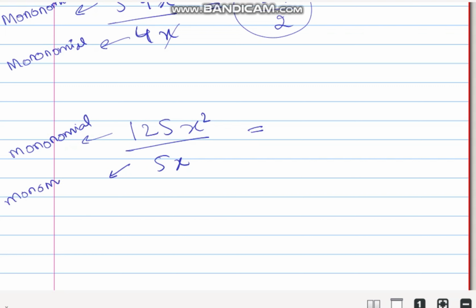Similarly, Shiba Azad, please do this and tell me the answer. Both are monomials and these are dividing. Please answer, Shiba Azad. Okay, teacher. We can divide it by 5, and the answer is 25x. Yes, very good, great. Exactly, the answer will be 25x.